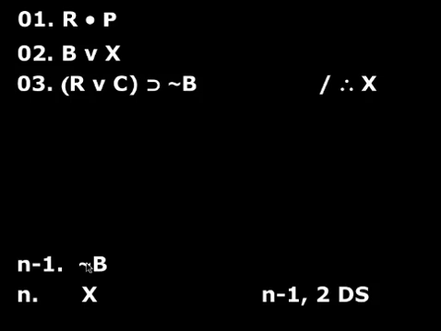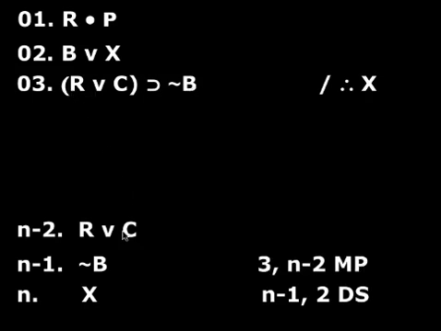Okay, well, how can I get not B? So maybe this is my second to last line. What's my third to last line going to be? Well, B implies not B is here. If I could get R or C, I could get not B by modus ponens. So if I can get this, I can do modus ponens here to get not B. The way I'm going to get not B is by modus ponens on lines 3 and N minus 2.